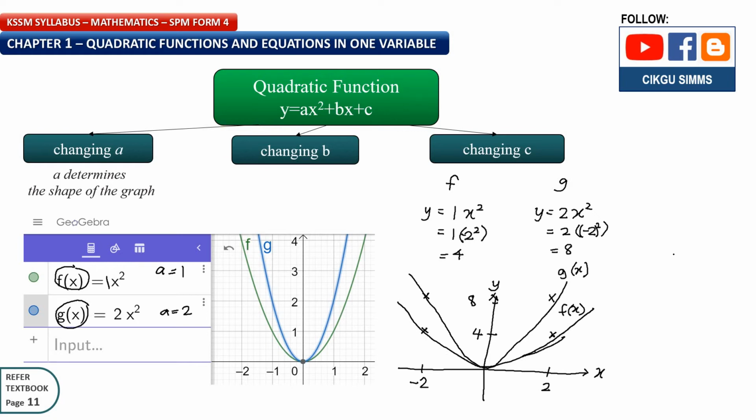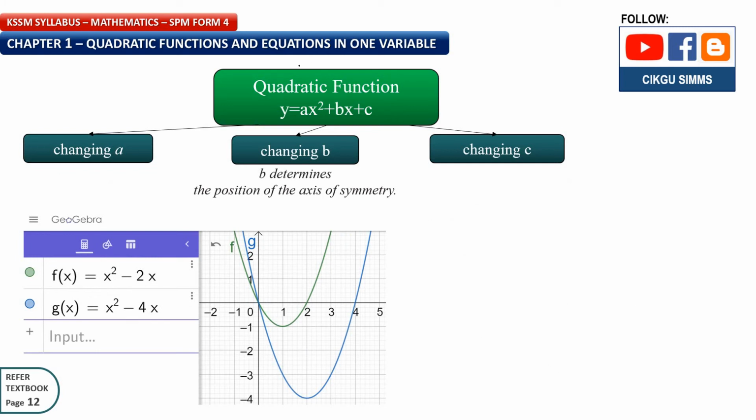So the conclusion here is, if a is a very big number, the graph will be much narrower. If a is a small number, it will be wider. Because when a is bigger, y will be very, very big. If a is big, y will become big, so it will be narrow like this. So in conclusion, a determines the shape of the graph.